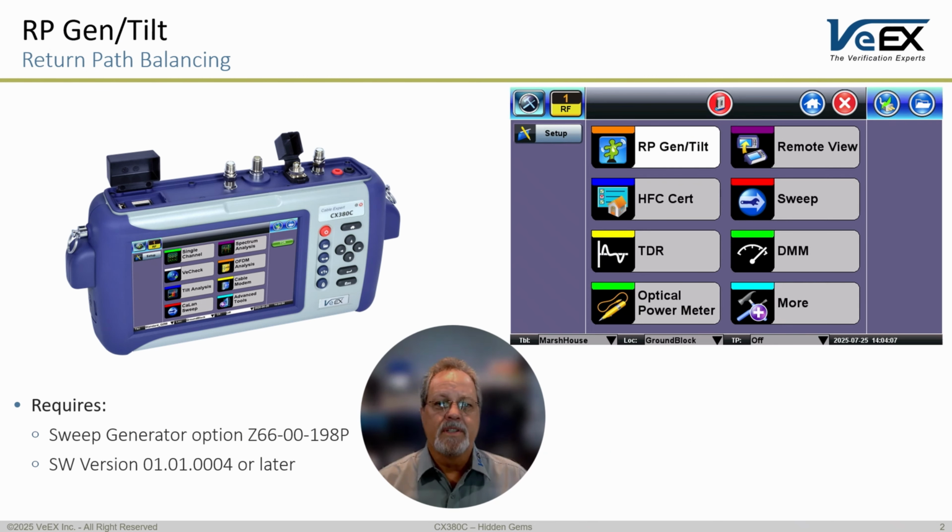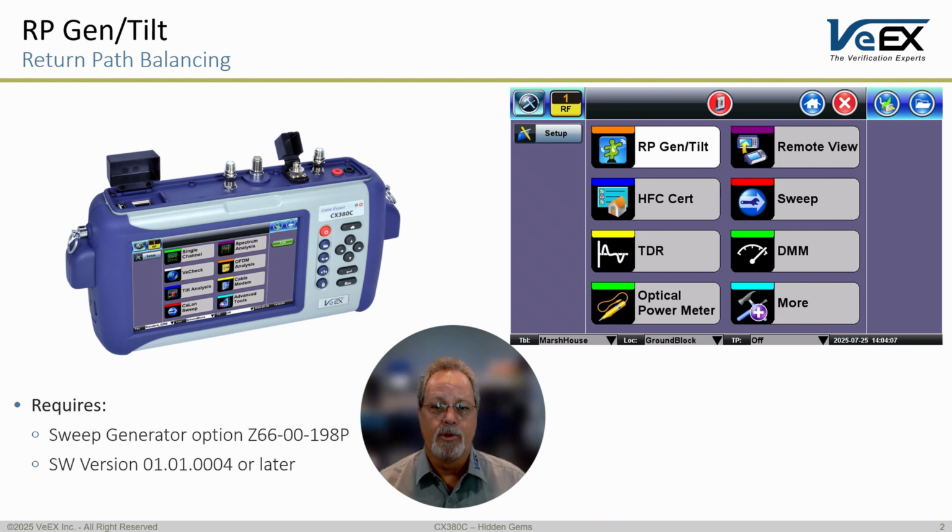The first gem is this RP Gen Tilt, or the return pilot generator in tilt mode. The RP Gen Tilt can generate one or two upstream CW signals that are transmitted by the CX380C. This mode requires a sweep TX generator option, Z6600198P. This option is also used for the return sweep transmitter. The CX380C needs to have software version 01.01.004 or later to use this feature.